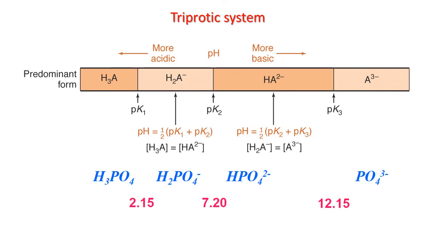Similar considerations can be given for any triprotic acid. The same approach can be continued for tetraprotic, pentaprotic, and so on, as many protons as you want, as you need. Proteins, as an example, may have thousands of protons on one molecule.